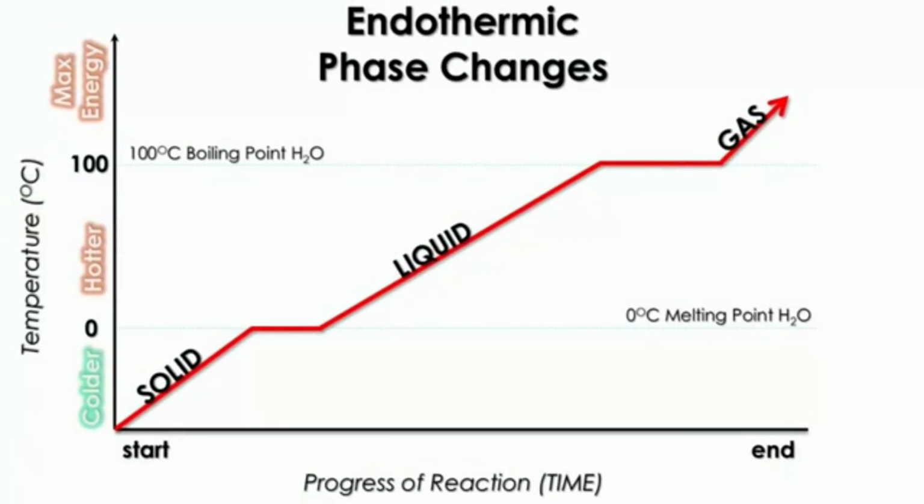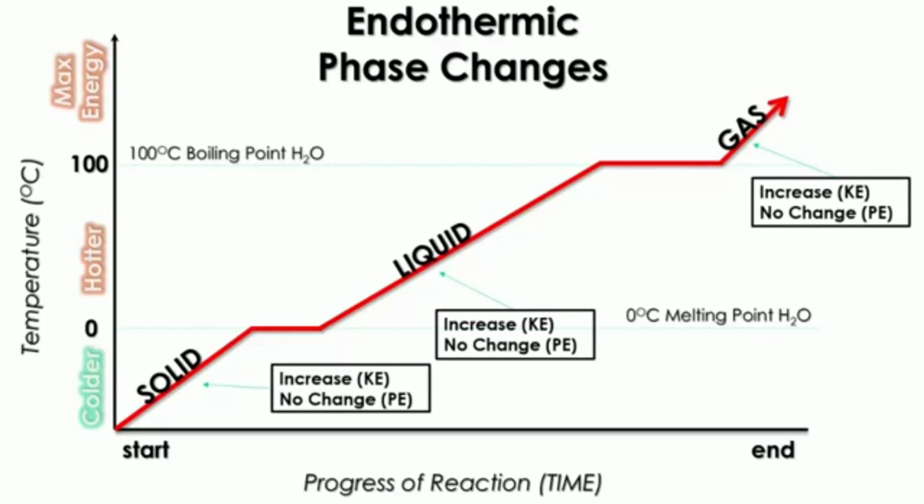When we look at these phase changes, we can have graphs that are endothermic. I know that this graph is an endothermic graph because the temperature is increasing from the start on the left to the end on the right. Notice that as we add heat, we slowly change phase. When the phase is changing, the potential energy is always constant. So as the solid is warming up, its potential energy is constant. The same is true for the liquid and the gas.